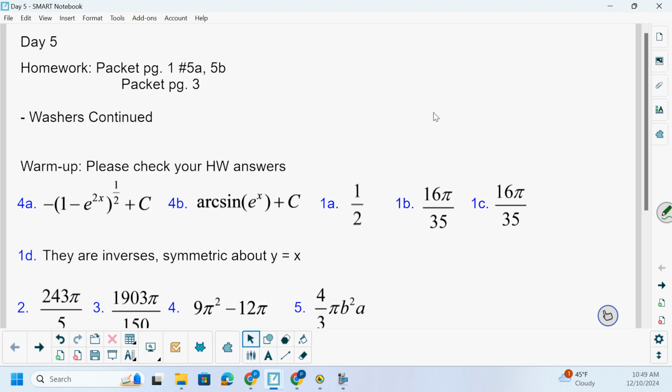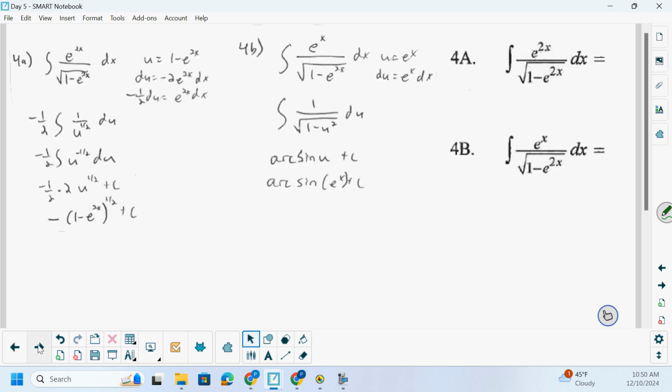So for homework for day 5, you got a couple more problems on packet page 1. Those ones you can do right in the packet. And then on packet page 3, it'll say on there, just like the day 4 homework did, that you need to do those problems on a separate sheet of paper. We're going to go through all the problems one by one. So if you could have that homework out, we'll start out with the packet ones.